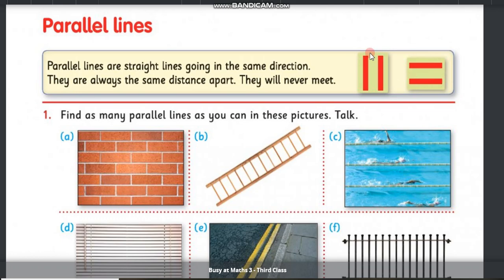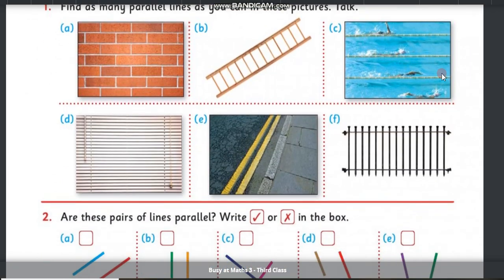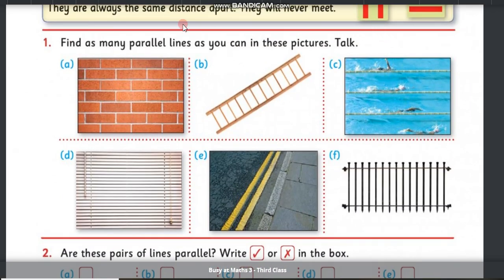Remember, when we talk about vertical, we're talking about things that are in a position of going up and down, and horizontal, they're in a position of going left to right or side to side. Now in number one here, you're talking or discussing. So have a look at these pictures with someone and see, can you identify the sets or pairs of parallel lines in these different pictures?